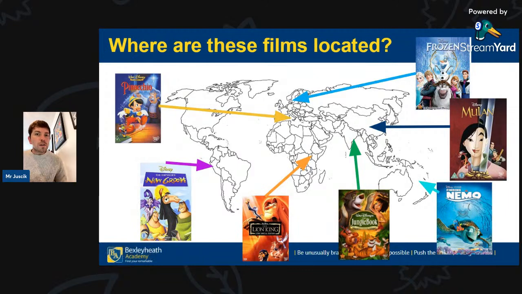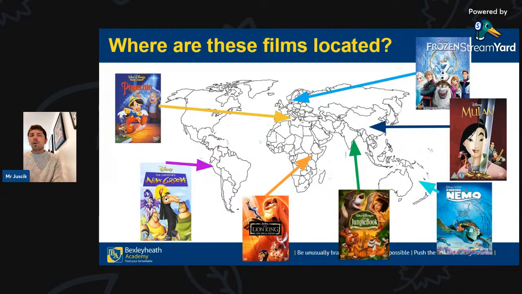So we've got Frozen there in Scandinavia. I don't actually think there is a specific location it is actually set in. So if you put Norway, Sweden, Denmark, Iceland, we'll just say that is correct because that is all Scandinavia. We'll just work our way clockwise on this sheet. So Mulan, some of you have put China or Northern China. Exactly right, it is. It's based in China.